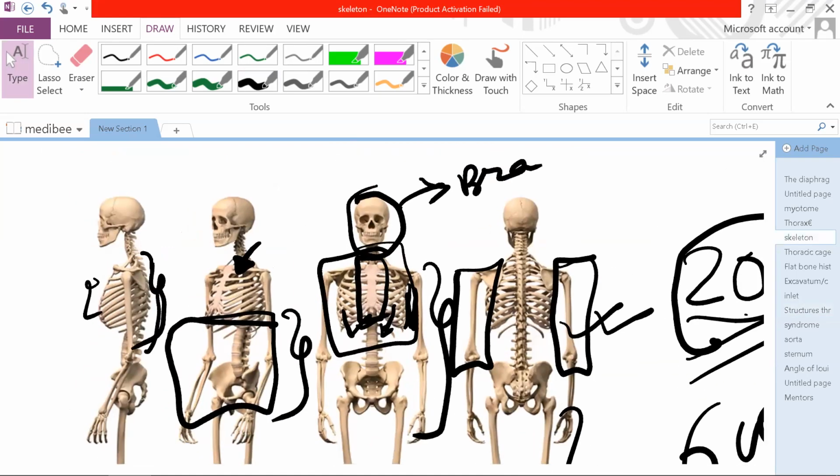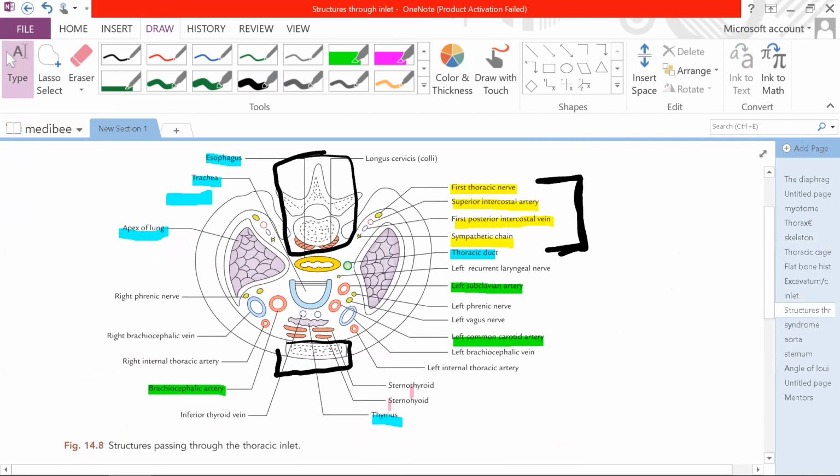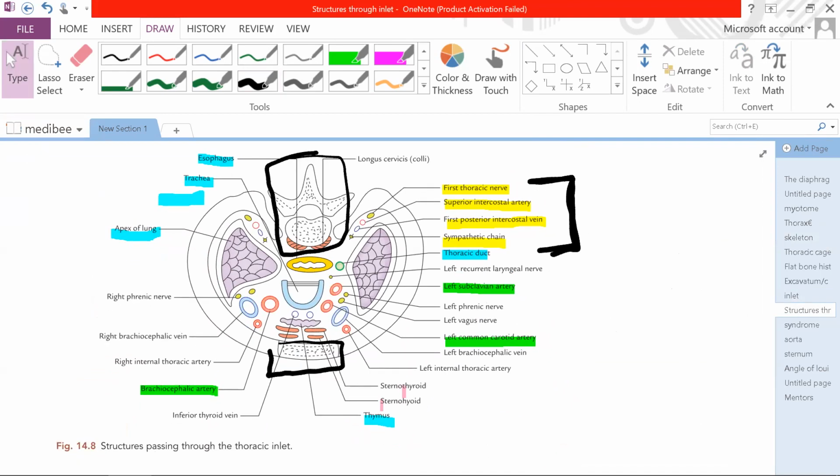So you are seeing this structure from here. Here, this is your face and this is your eye, and you are looking at the thoracic inlet from above. So a thoracic inlet, how the structures are passing, here we see the division. You have to check what are the viscera that are entering within the system, what are the vessels that are entering within the system.